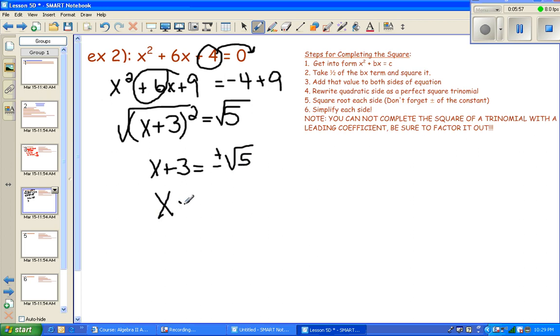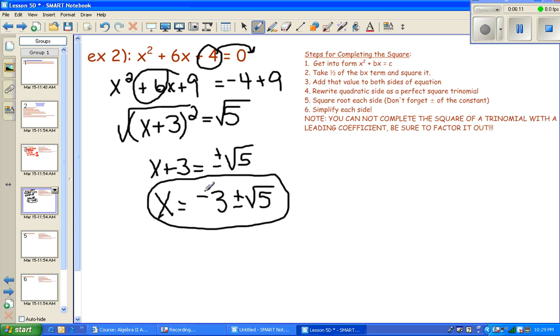We solve that for x. Subtract the 3 to the other side. We get negative 3 plus or minus the square root of 5. You can't simplify the square root of 5, so we're just going to leave our answer in that way. Again, this is two solutions. One is negative 3 plus the square root of 5, and the other is negative 3 minus the square root of 5.